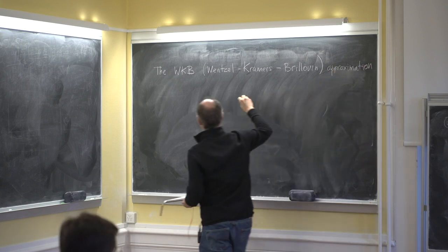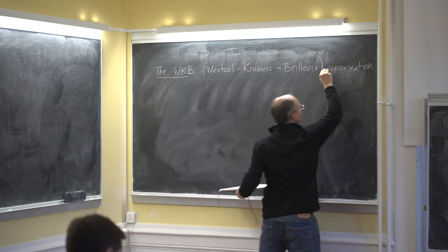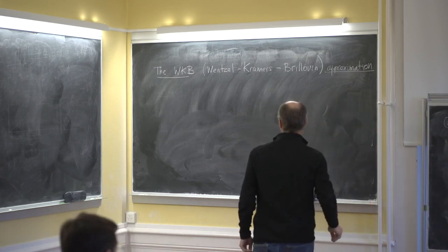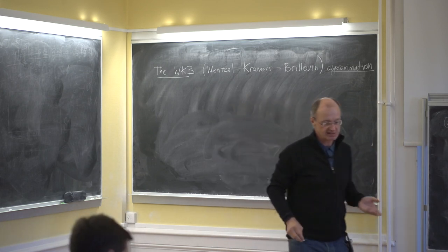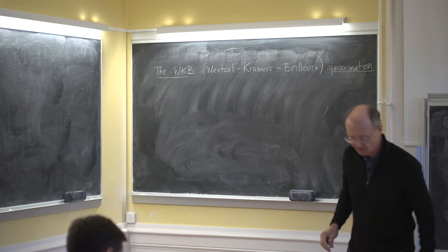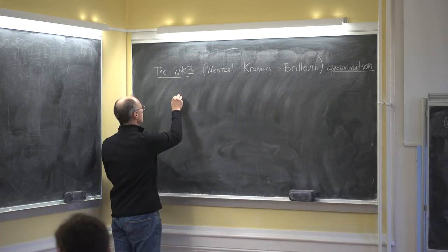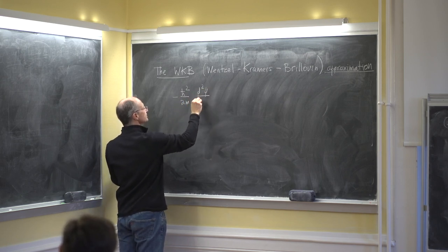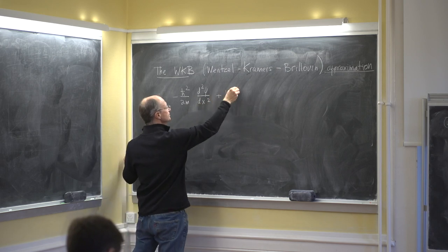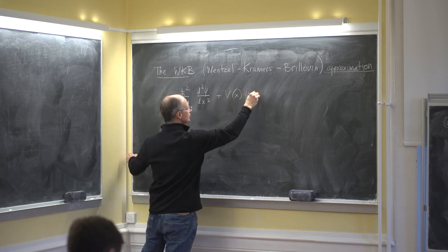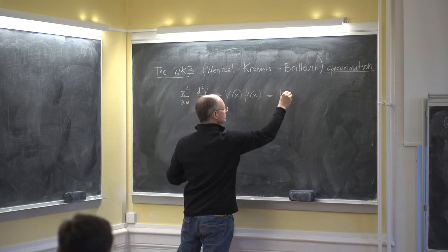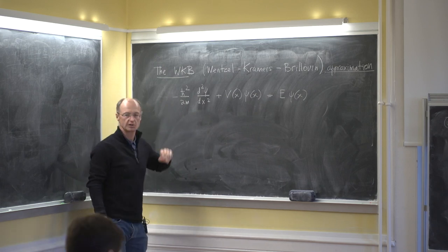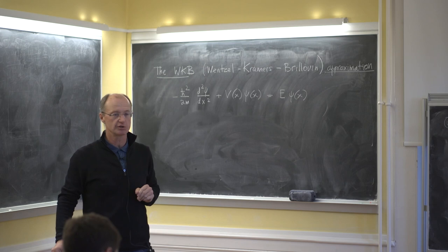Everybody knows WKB, but I think not everybody remembers the names. So it's Wenzel, Cramer, Brillouin. And the idea here is as follows. Let me try to introduce a setup. As usual, we are looking at a time-independent Schrodinger equation for some potential. So we'll be looking at it both as a differential equation and spectrally.